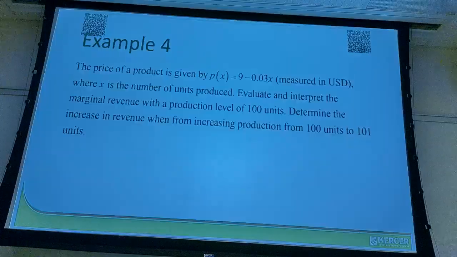Price of a product is given by that, measured in USD. X is the number of units produced. Evaluate and interpret marginal revenue with a production level of 100 units. Determine the increase in revenue when increasing production from 100 to 101 units. So first, we need the revenue function.